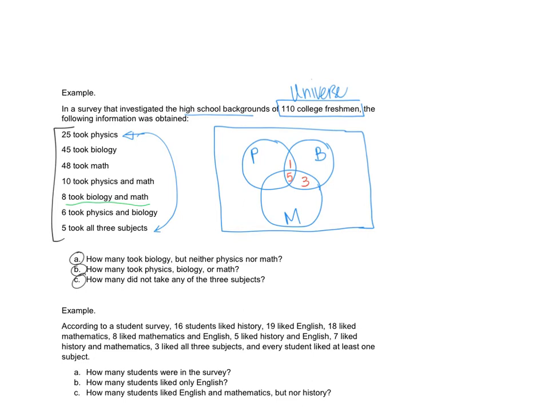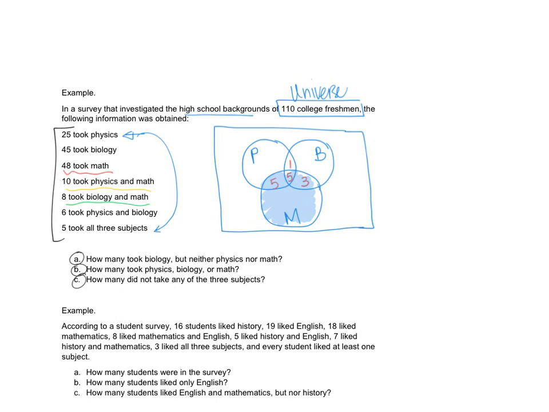Then it says that there are 10 people that took physics and math. So that means 10 people need to live inside there. Well, again, there's already 5. So that means that there would have to be 5 in this little section. So 5 plus 5 makes 10. Then it tells me that there are 48 people that took math. So now I know the entire circle of math people, this all has to add up to a total of 48.